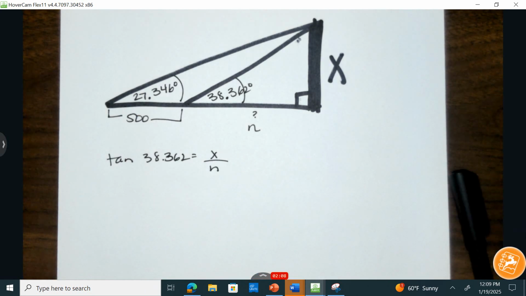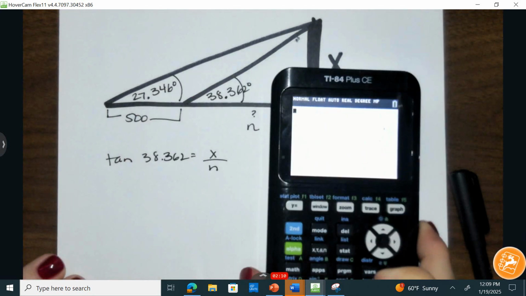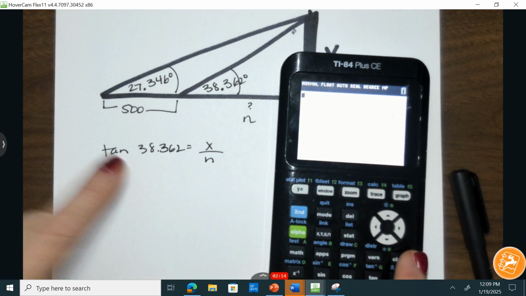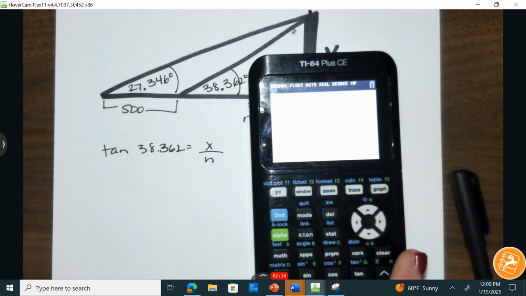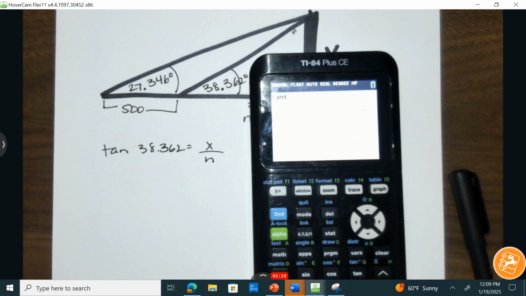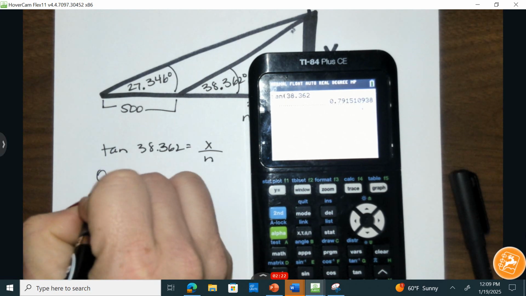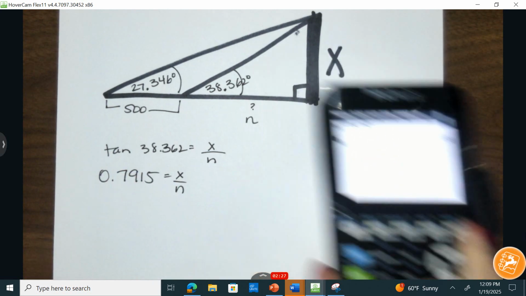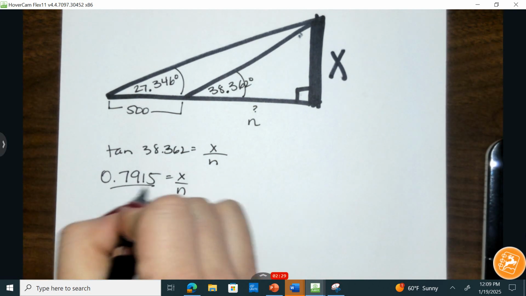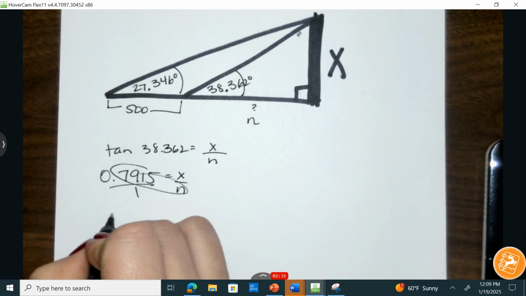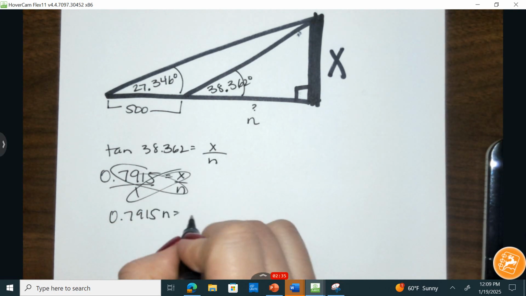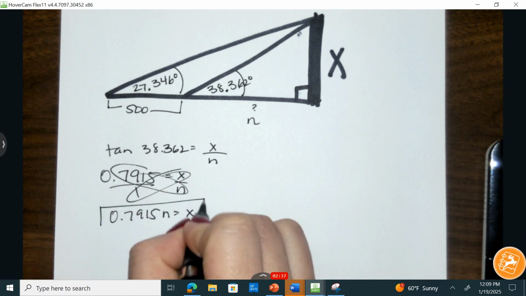Now I'm going to put my calculator in terms of degrees. Let's make sure that's the case before I get started. It is. And I'm going to approximate, going 4 places past the decimal. So the tangent of 38.362 is 0.7915. And now let's isolate for X. So we're going to cross multiply. I have 0.7915n is equal to 1 times X, or simply X.